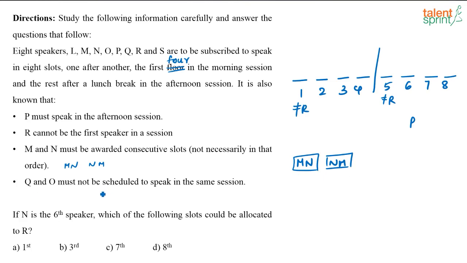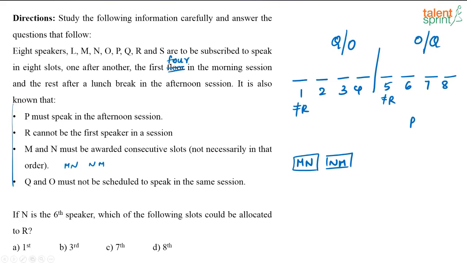Q and O must not be scheduled to speak in the same session. So what does that mean? If Q is coming in the first session, then O will be in the second session. Similarly, if O is in the first session, Q will be in the second session. That's what this line means. So this is all we know based on the given information.